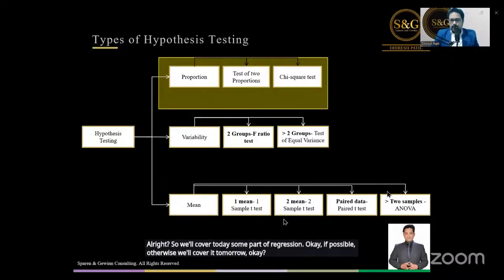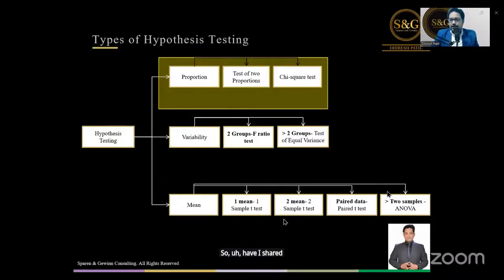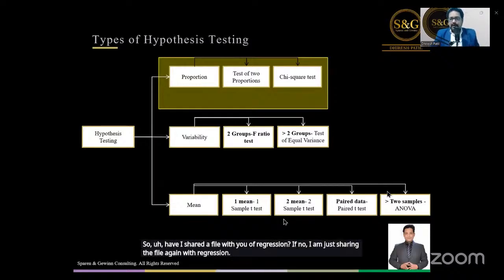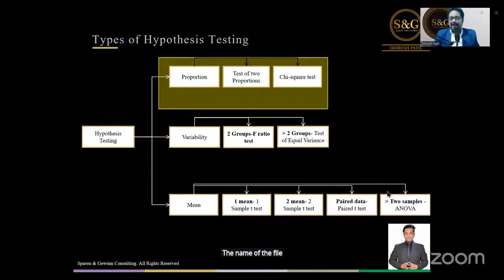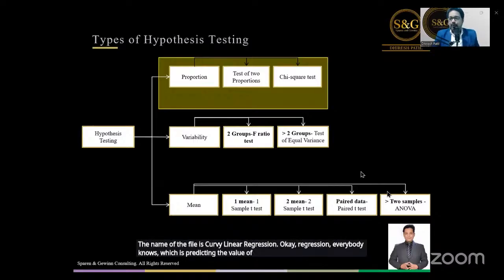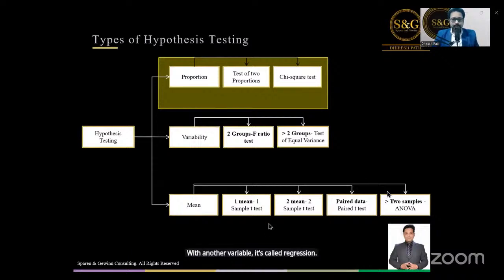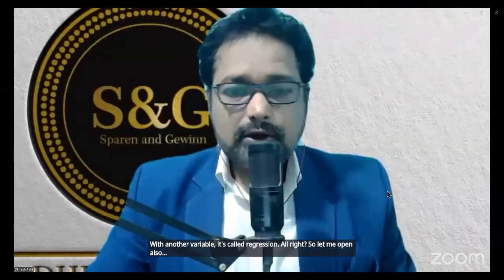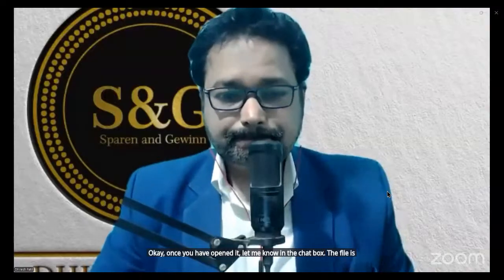Okay. So have I shared a file with you of regression? If no, I am just sharing the file again with regression. The name of the file is curvilinear regression. Okay, regression everybody knows, which is predicting the value of one variable with another variable. It's called regression. All right. So let me open also. Okay, once you have opened it, let me know in the chat box the file is open.